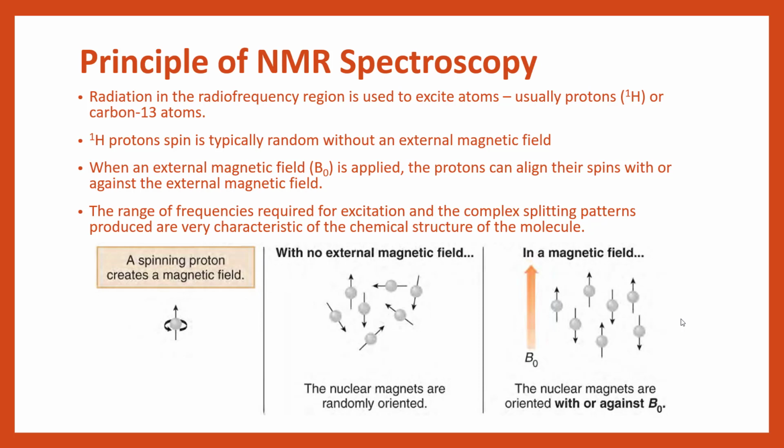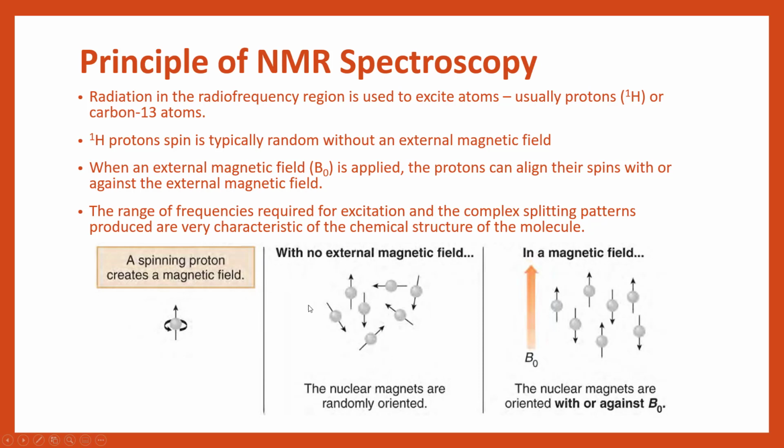When we're talking about their spin, it's typically random, okay, so it moves in any direction, and this is when there's no external magnetic field applied. But in an NMR instrument, we do apply an external magnetic field. And what happens is when this external magnetic field is applied, the protons can align their spins with or against the external magnetic field. So we have our little images here just representing that.